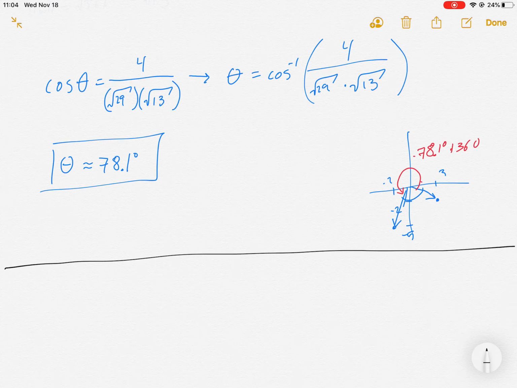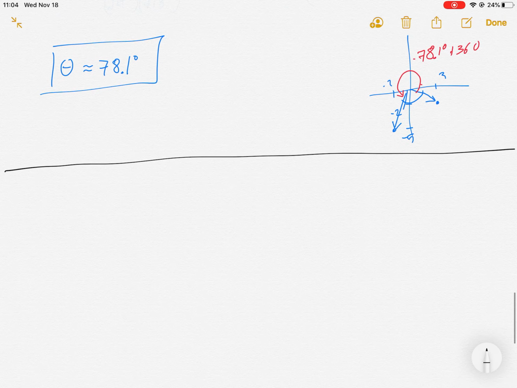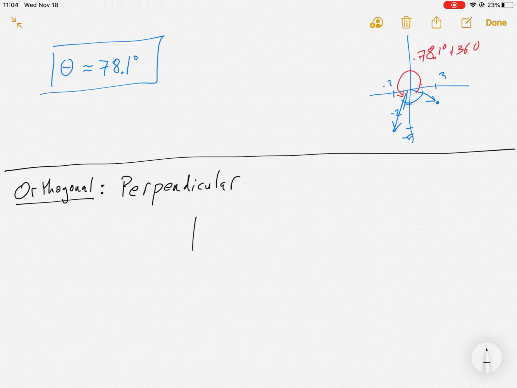Now, sometimes what's important to find out is whether or not two vectors are parallel or what's called orthogonal. So let's go ahead and define what I mean by orthogonal here. Basically, orthogonal just means perpendicular to each other. So if I had some vector u and I have some other vector v, that would be a 90-degree angle in between the two.